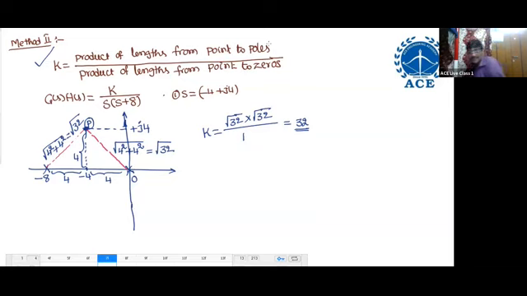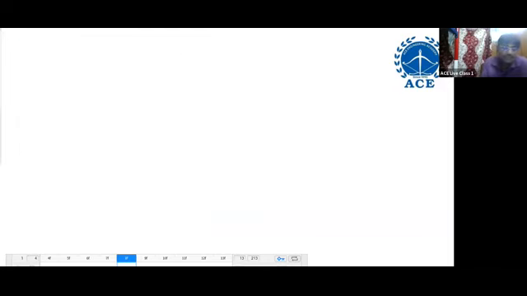Okay, that's all. Next, we'll start the construction rules of root locus.